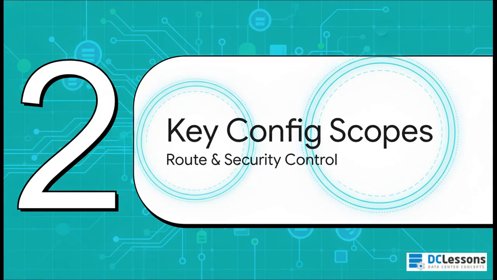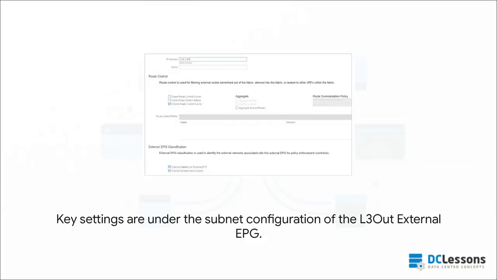So how does ACI actually pull this off? Well, the magic really comes down to 2 specific settings. You can think of them as scopes that you configure on the subnet within your L3Out's external EPG. Let's take a look at where you find these and, more importantly, what each one actually does. Okay, so this screenshot right here shows you the exact spot in the ACI GUI where the action happens. When you're defining a subnet for your external service, you'll see these 2 key sections. One is route control, and the other is external EPG classification. The little checkboxes we're about to talk about are right in there, and trust me, understanding what each one does separately is absolutely critical to making this work.